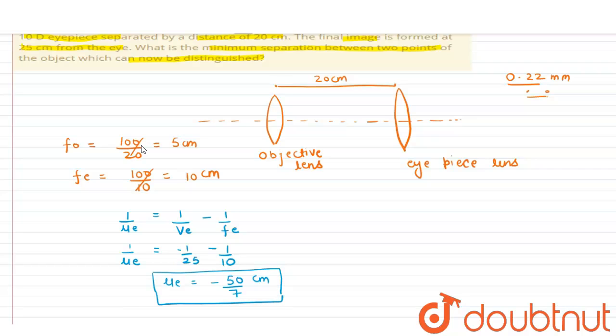So the total distance is 20 centimeter. So 20 minus 50 upon 7 gives 90 by 7. So this acts as v for the objective lens, that is 90 by 7.